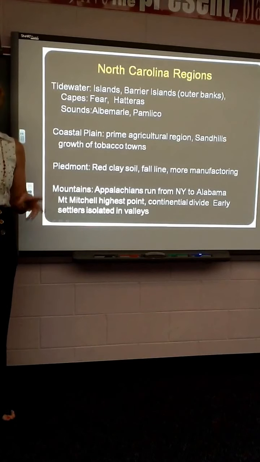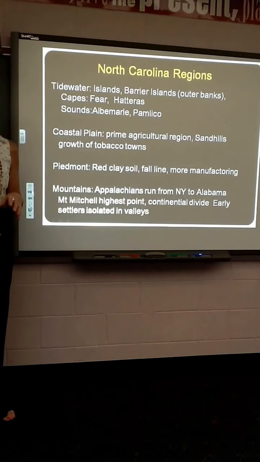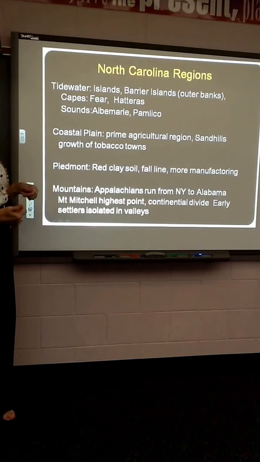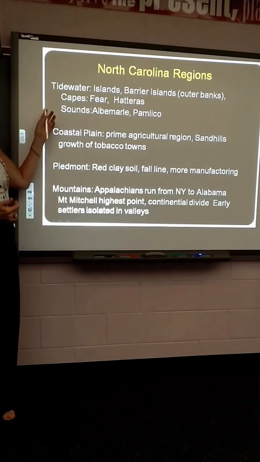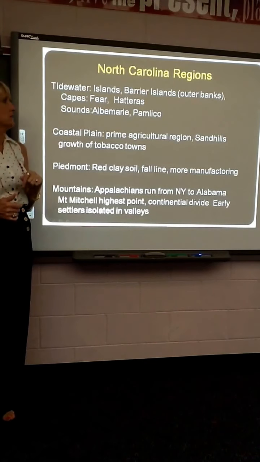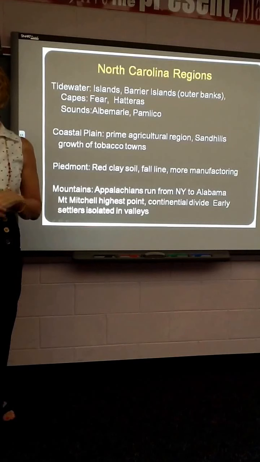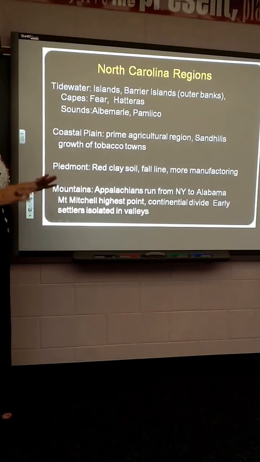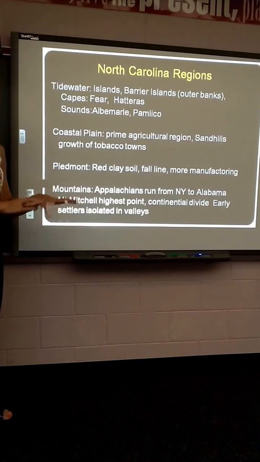Tidewater, that's the Outer Banks, that's the Barrier Islands, that is the area that we call the shoreline, the coast. It consists of capes, Cape Fear, Cape Hatteras, the Sounds, Albemarle, Pamlico, those big inlets of waters. And it's really the land right along the coast.